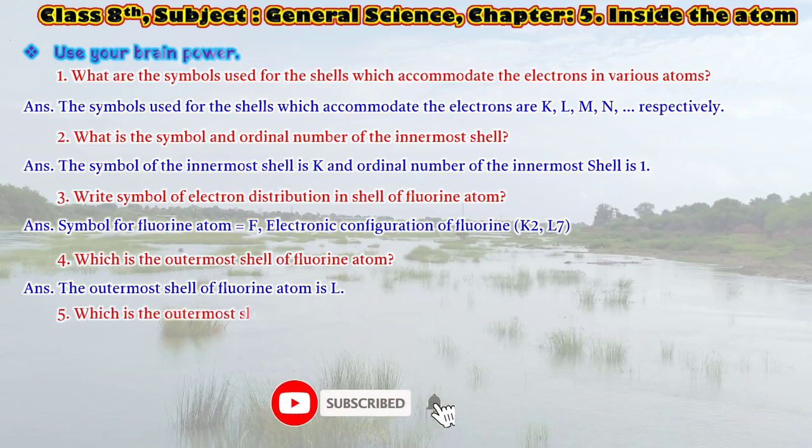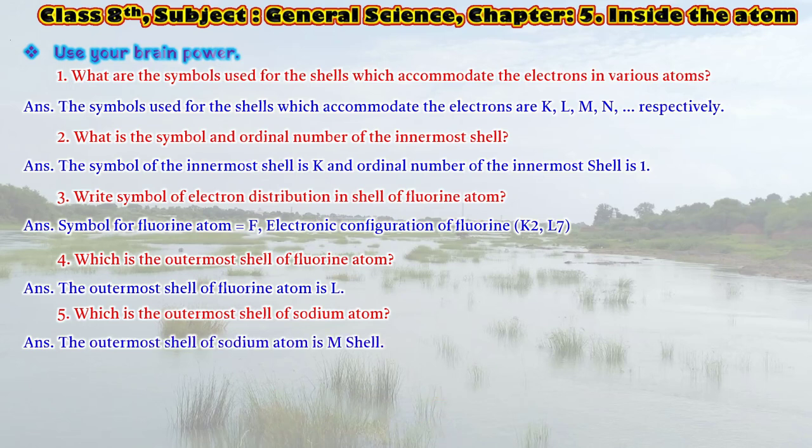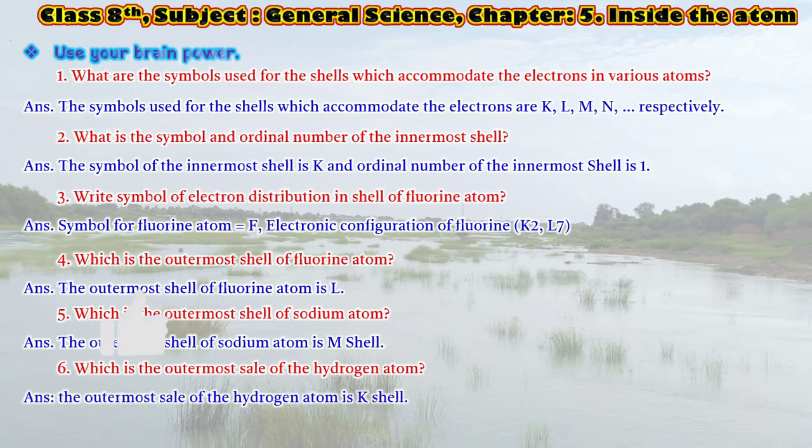Question fifth is: which is the outermost shell of the sodium atom? Answer: the outermost shell of the sodium atom is the M shell. Sixth question is: which is the outermost shell of the hydrogen atom? Answer: the outermost shell of the hydrogen atom is the K shell.